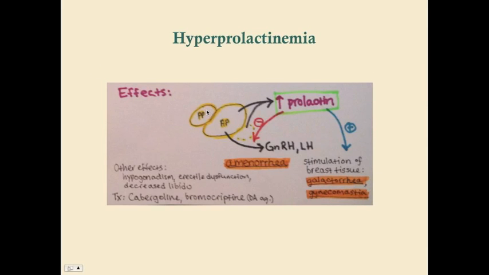And so this is just sort of going over those effects. Prolactin has a negative effect on GnRH and LH and FSH, and that causes amenorrhea. And prolactin itself causes galactorrhea and gynecomastia. In men, it causes erectile dysfunction and decreased libido.